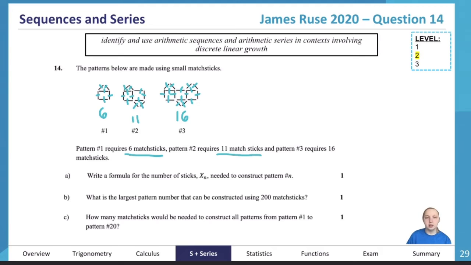So with this, you'll notice that they don't actually call it an arithmetic sequence or an arithmetic series. So you are required to recognize that, but hopefully if they've given you this, or you're like me, you've already counted them, you recognize you've got 6, plus 5 equals 11, plus 5 equals 16. And you're recognizing that you're adding on 5 every time. So hopefully you recognize that you've got an arithmetic series on your hands.